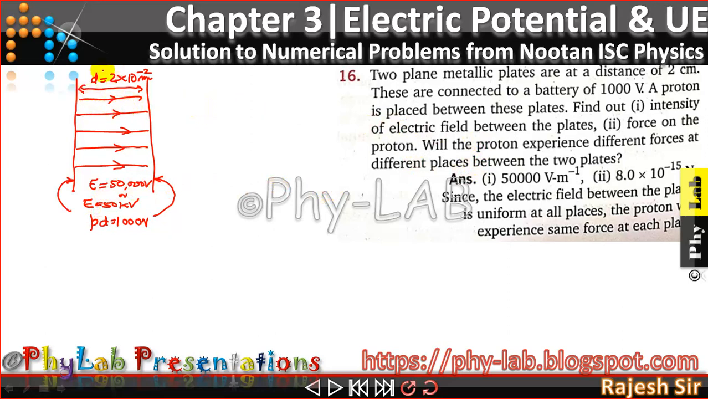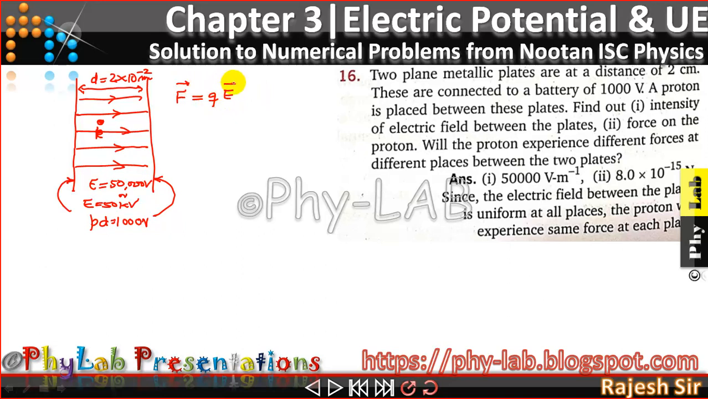So a proton is placed between these two plates, so let me call this a proton. A proton is being placed in between these two plates, and I need to find out the force experienced by the proton. The force experienced by any charged particle when placed in an electric field is F equals Q times E.